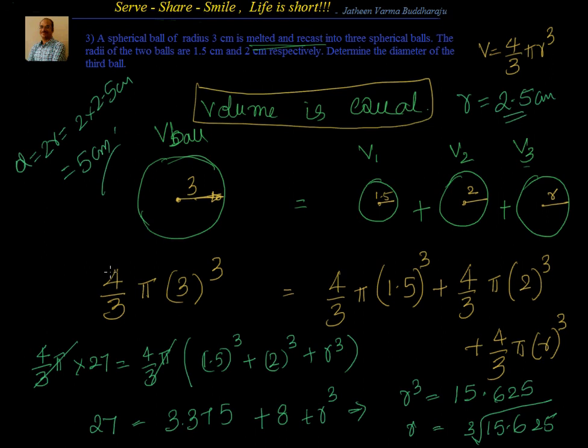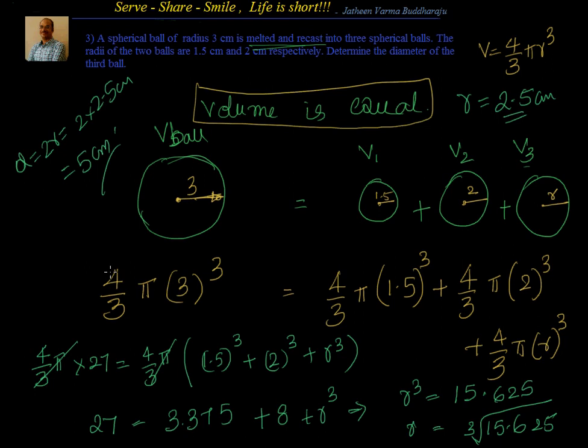Let's just summarize that. We have been given that a spherical ball of radius 3 centimeter is melted and recast into 3 spherical balls. So we know that whenever we have been given melted and recast, the volume is equal, and it's nothing but conversion from one solid to another solid, but the volume remains the same. Now we know the volume of the ball. The formula is 4 by 3 pi r cube. We also know the volume of the small spherical balls. We have to calculate the diameter of the third one.